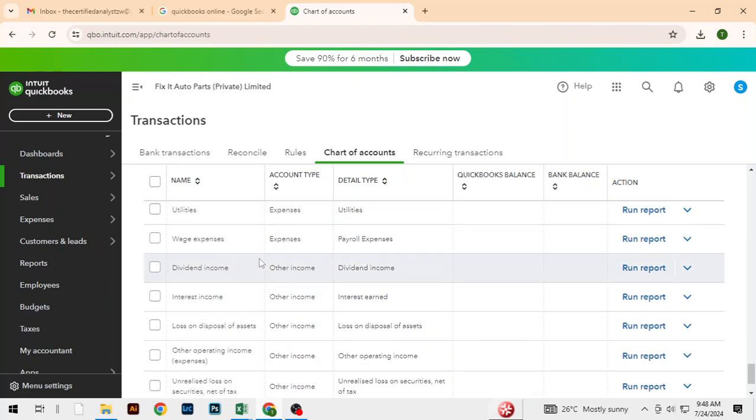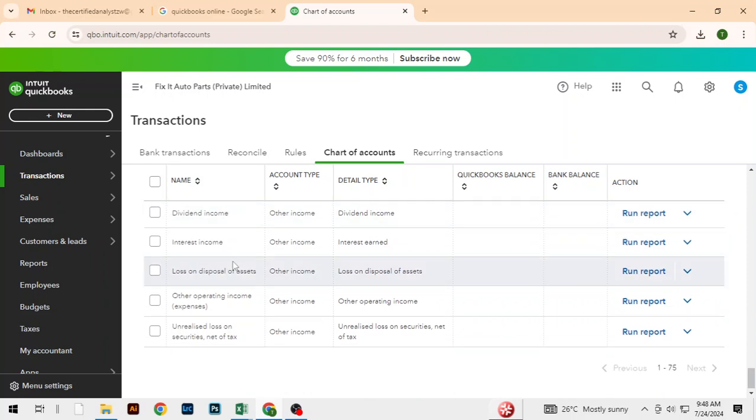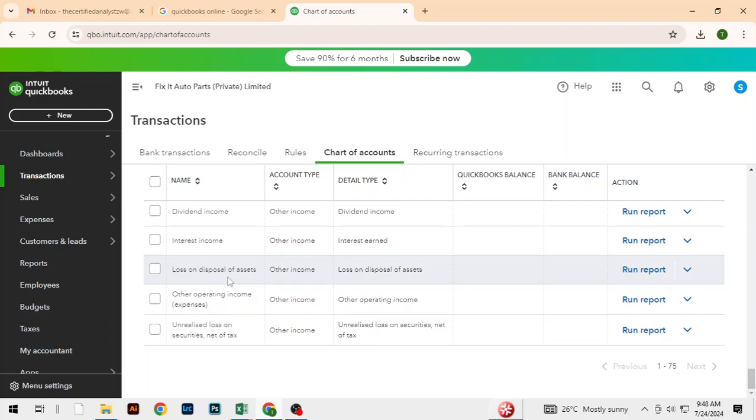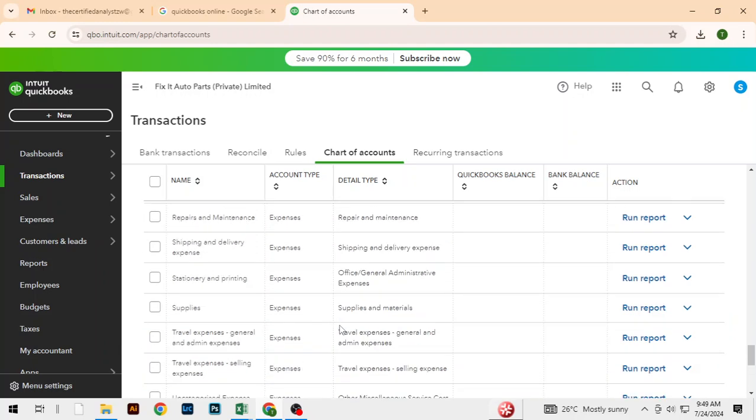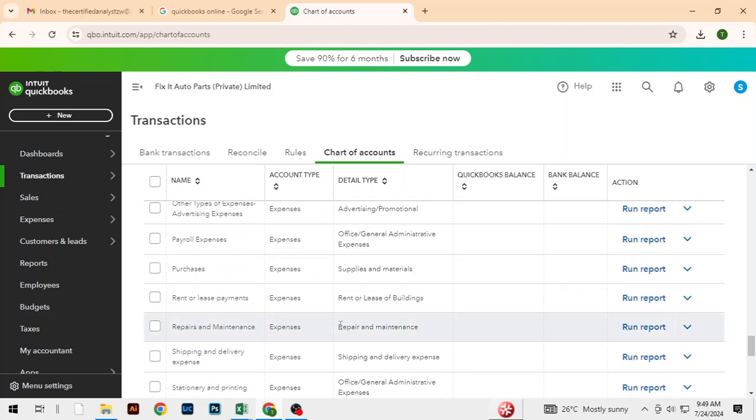Then wage expenses, you can use this one if you're paying weekly wages. Then dividend income, let's say you are getting some dividends from your security investments or equity investments. Then for interest income, if you're investing in fixed income debt securities. Loss on disposal of assets, if you are selling an asset and you determine that you've sold it at a loss, you use this one. Then other operating income, and then unrealized loss on securities net of tax. So basically this is the basic chart of accounts.